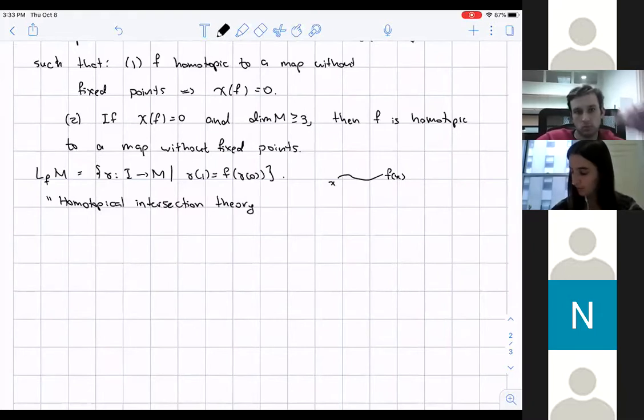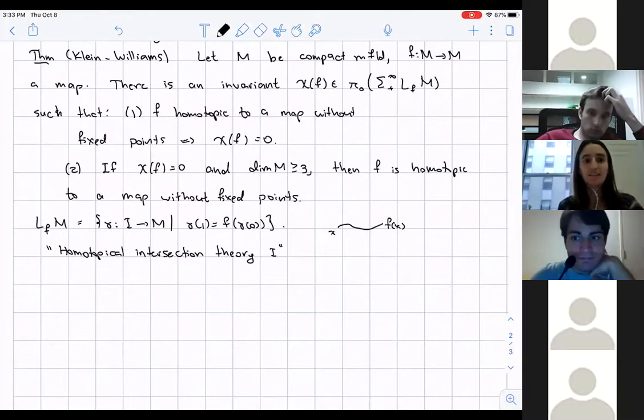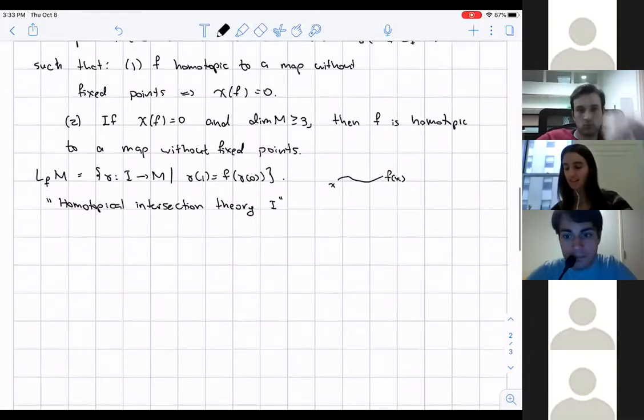So this is homotopical intersection theory 1. That's the non-equivariant one. And then the equivariant one is homotopical intersection theory 2. Thank you. Thanks, Kate. So Kate put the link to it in the chat.